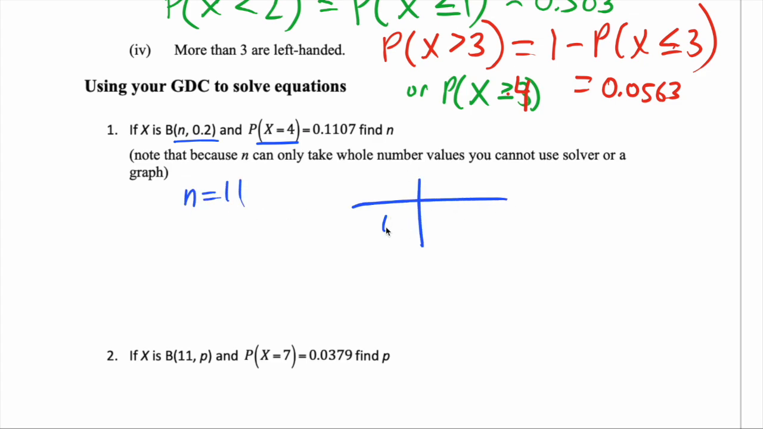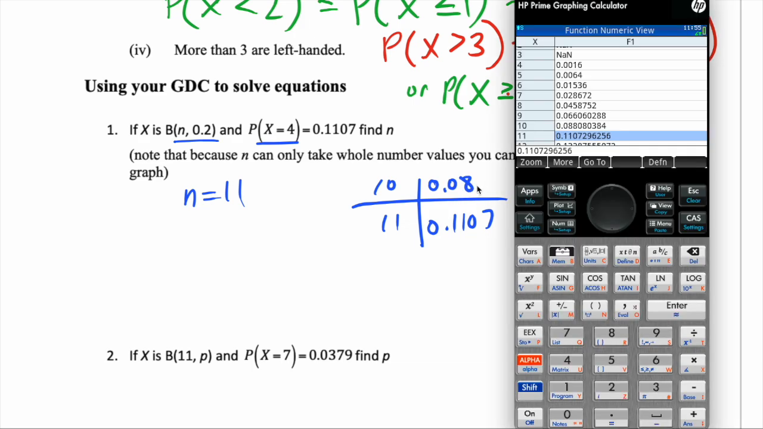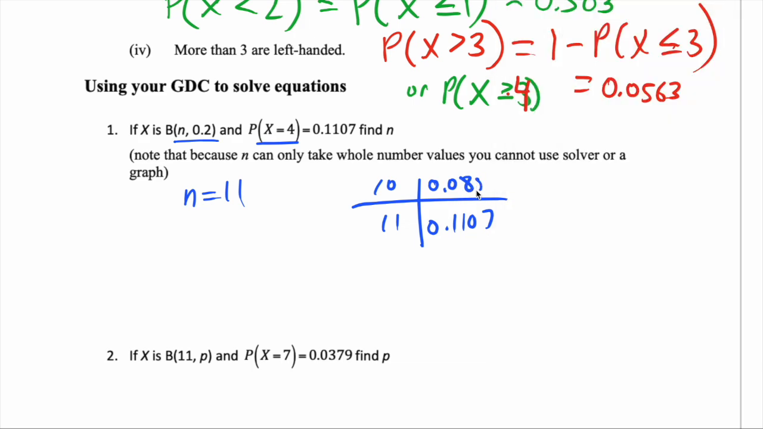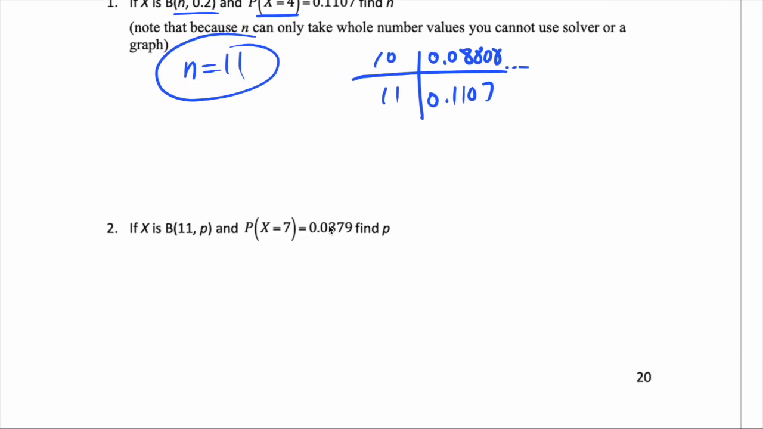You can show the table if you want. 0.1107. If you show the table to show your work, you need to show what came before that number. Okay, so n equals 11.